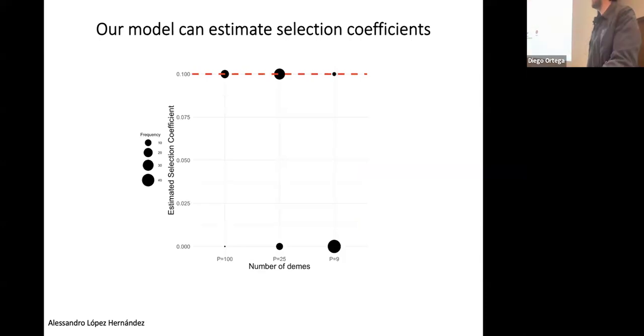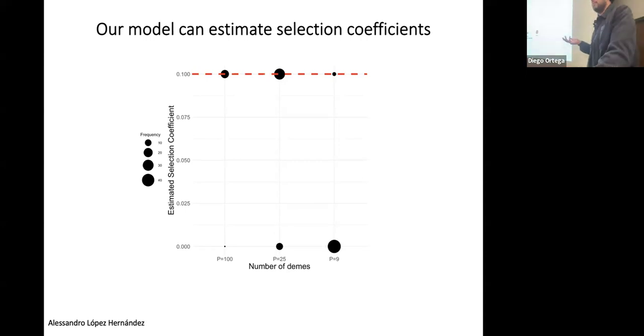And we're also trying to use this model to estimate selection coefficients. And over there, the real value of the selection coefficient is shown with the red line. When the number of demes is high, our method seems to be working better than when the number of demes is small. And when the number of demes is small, it's harder to estimate the selection coefficient well.